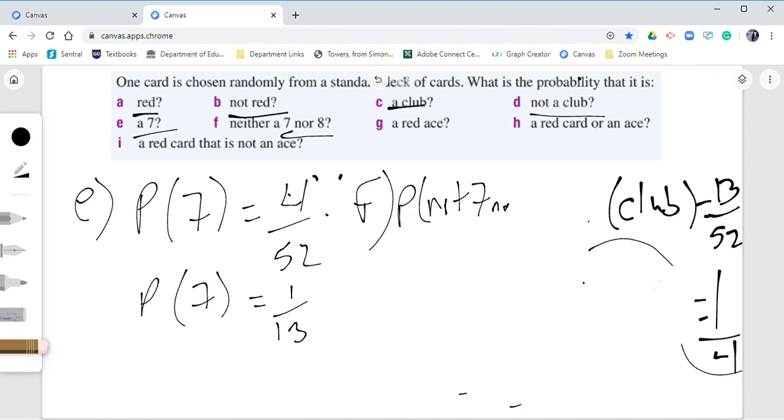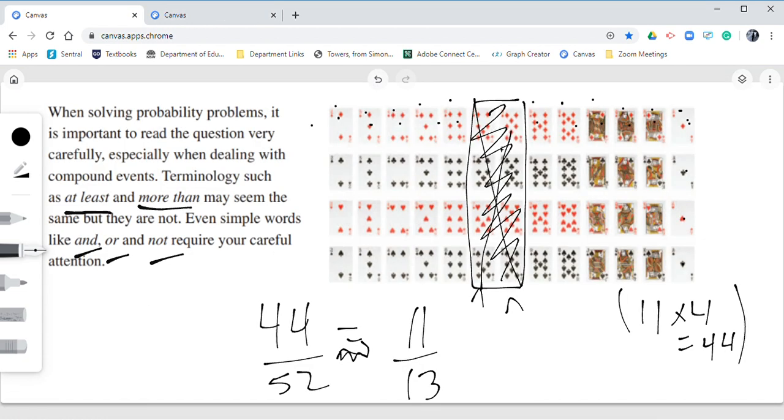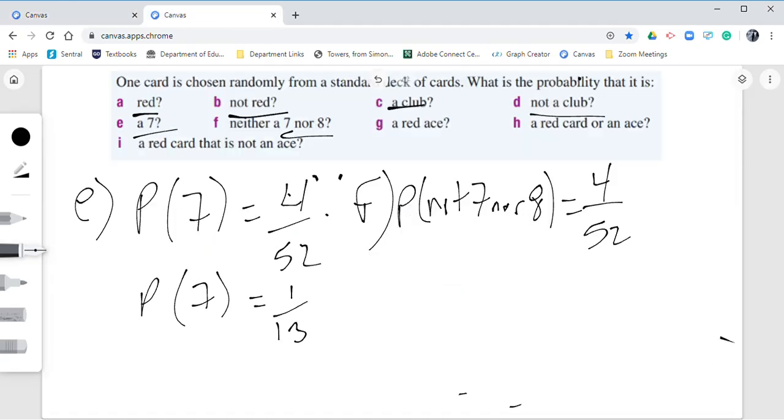Don't need that stuff there anyways. Probability of a 7 nor an 8 would be out of 52. We established that would be 44 to 52, which is also equal to 11 out of 13.